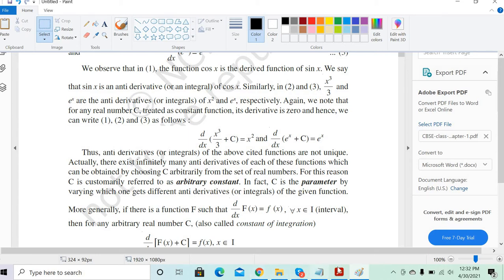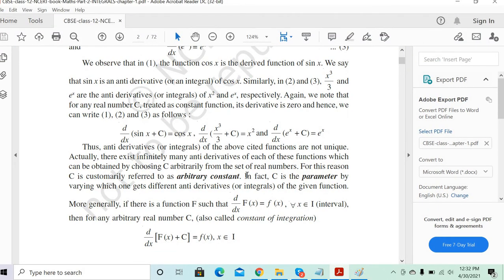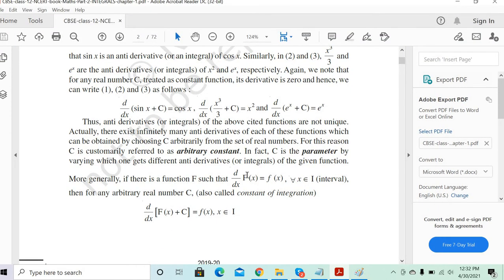Now, what is this constant c? We need to understand what this constant is. In integration, we always put the constant c. Now, we need to understand why this constant c is getting added, isn't it? So antiderivative is fine. When you do the antiderivative of d by dx of sin x plus c is equal to cos x, you should get the same answer back. Correct? But the problem is that the antiderivatives or integrals of a function are not unique, and there exist infinitely many antiderivatives of each function, which can be obtained by choosing c arbitrarily from the set of real numbers.